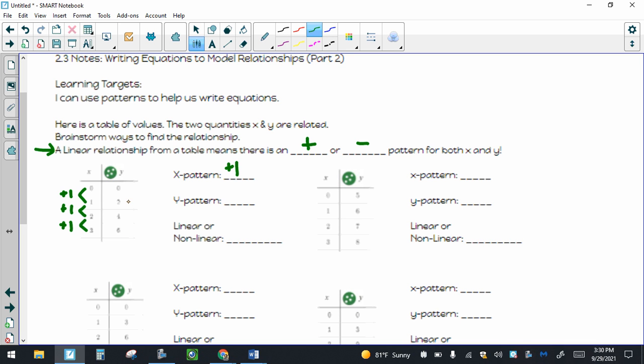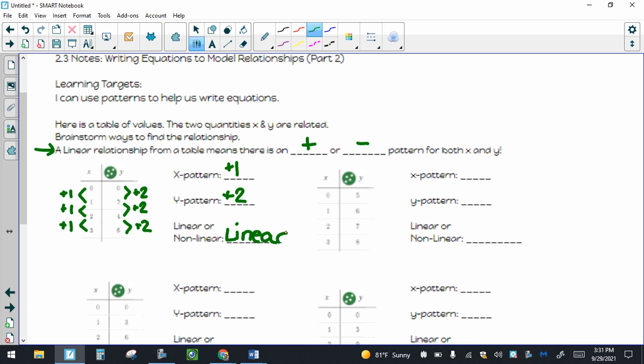On the Y side in the right-hand column, what's going on over here? How do I get from 0 to 2 to 4 to 6? Well, in this case, I add 2 each time. 0 plus 2 makes 2, plus 2 makes 4, plus 2 makes 6. So as long as I have an X and a Y where I've got adding or subtracting both times, this is going to be something that is linear.